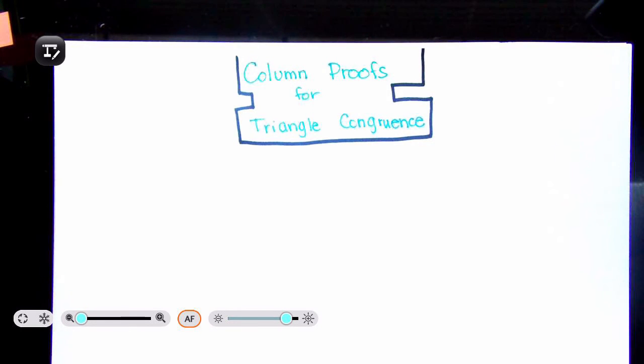Beautiful people, and welcome. In today's video, we are going to be talking about the steps to take when writing column proofs for triangle congruence. I will perhaps do one example in this video, but this video is mainly to talk about what the requirements of a triangle congruence proof are, what hints I can give you, and what cheats I can give you.